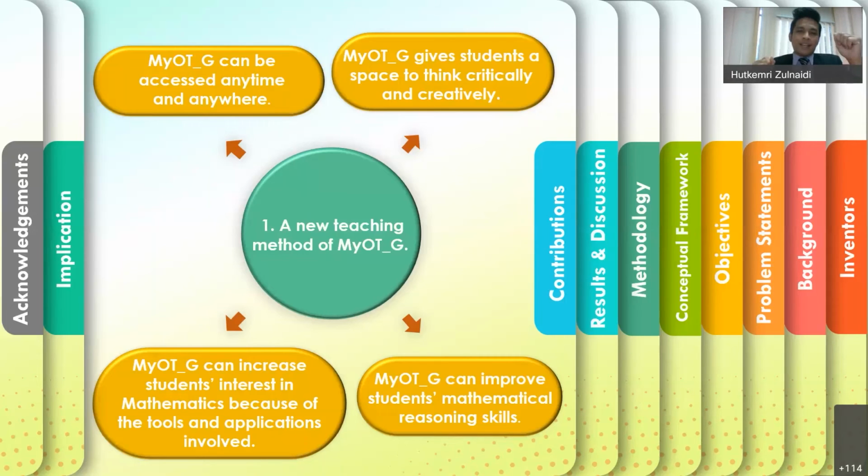Now we put out the five tools to support it. We found that when we use MyOTG, the students are more active in the class compared to the previous one. They ask the lecturers questions and do things themselves. MyOTG can improve students' mathematical reasoning. The problem statement we mentioned was about reasoning, so after we used MyOTG, we can see they have improvement in mathematical reasoning skill.